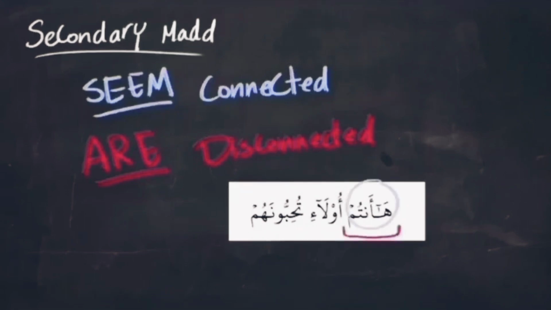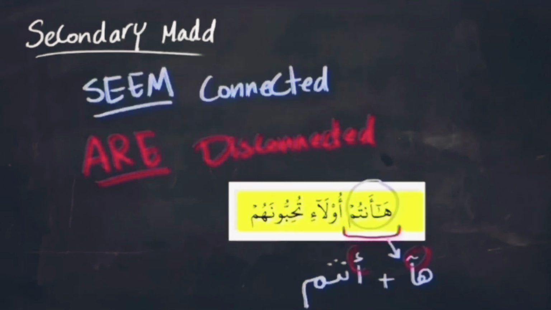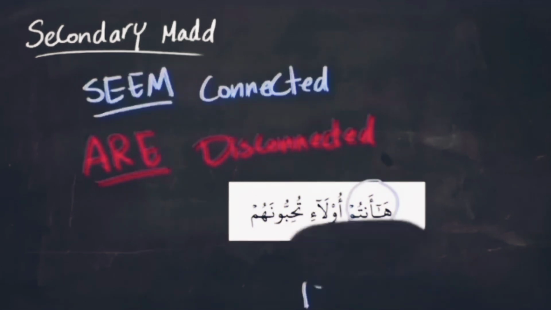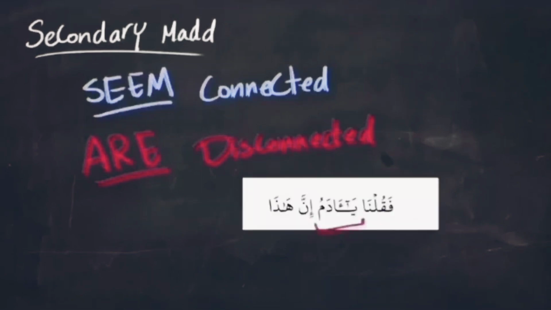Again, it looks like it is one word, but it is actually two separate words. So you should extend here 4 harakat if you want to extend, or you could ignore it. So you read it like that. ها أنتم أولئك تحبونهم. Or ignoring it by reading ها أنتم. Another example is يا آدم. And again, it is the same thing. Ya is a separate word, so we're gonna deal with it the same way we dealt with this first example.